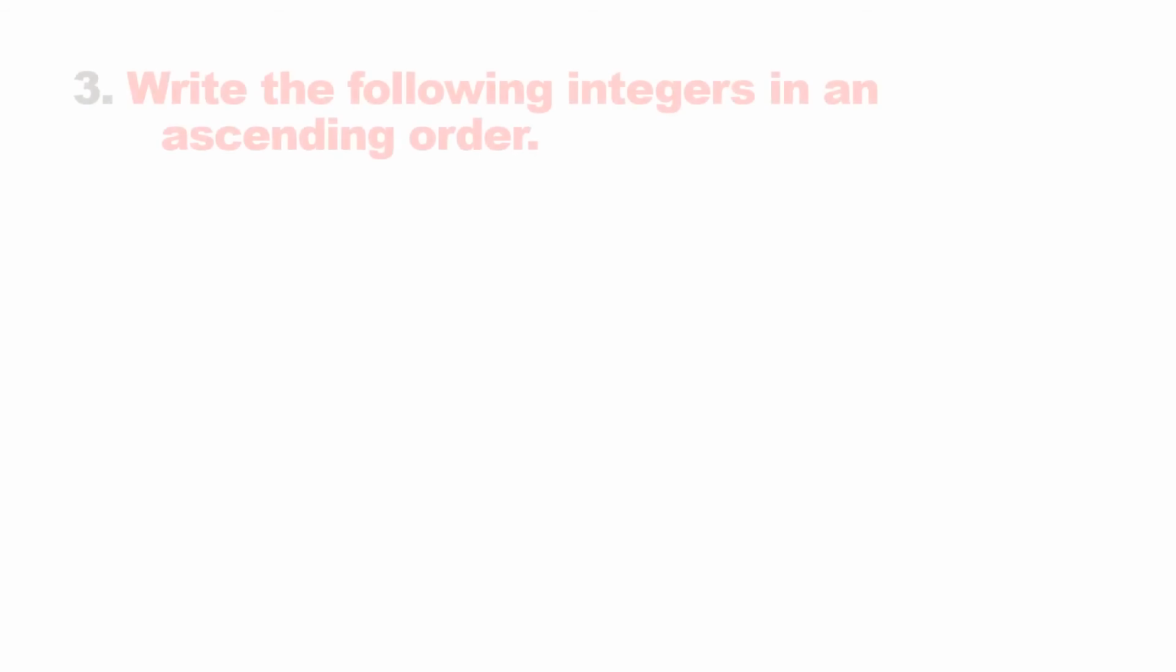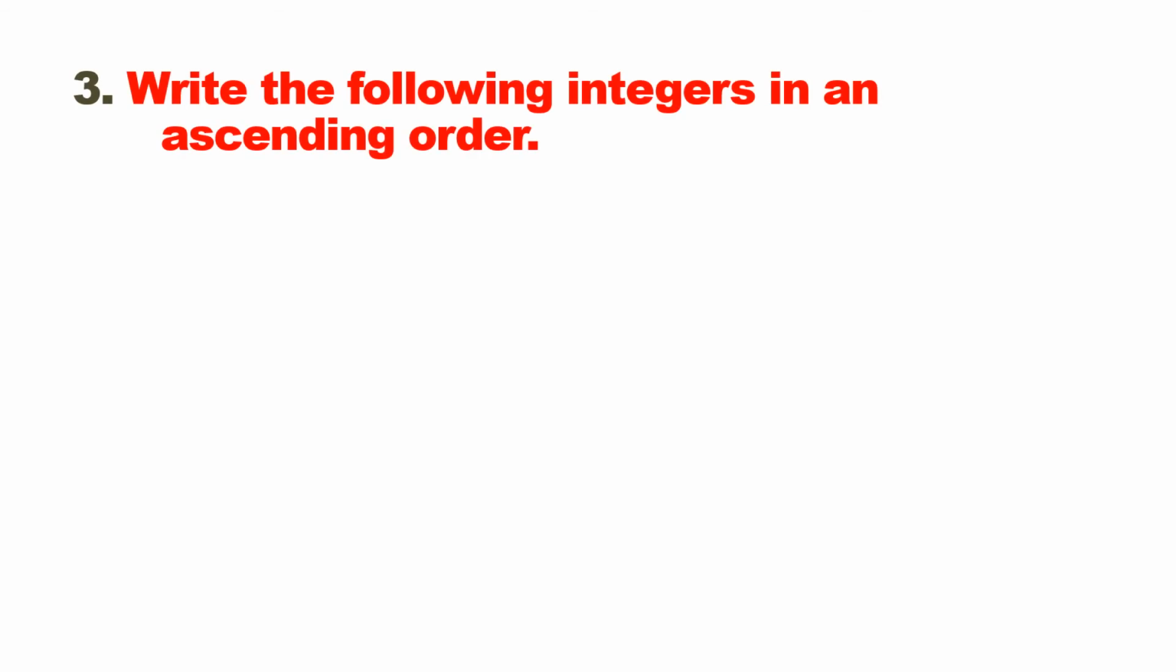Here is the next question. Write the following integers in ascending order. Ascending order means small to big. If integers are mentioned, he may give negative numbers also. Suppose he gave minus 3 and 5. Minus 3, minus 6, 5, 2, like this.